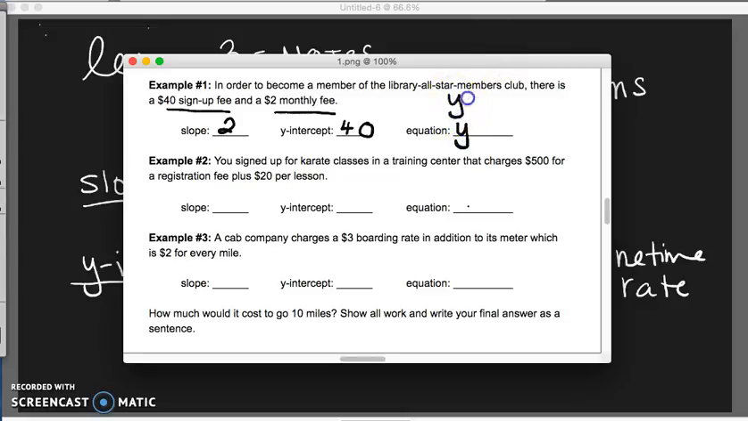So remember, y equals mx plus b, your slope is 2x, and your y-intercept would be 40. So y equals 2x plus 40. All right, you try number 2 now.